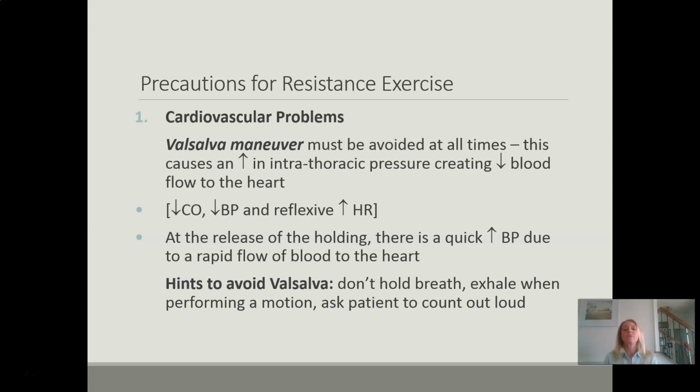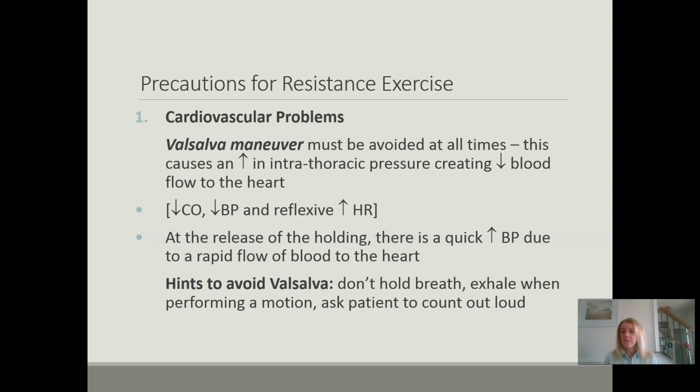So again, valsalvaing is they're holding their breath, they're building up the interthoracic or interthecal pressure, which is going to decrease blood flow to the heart initially. And then as soon as they release that, there's going to be a significant increase in blood pressure, and they might get some lightheadedness with that as well.